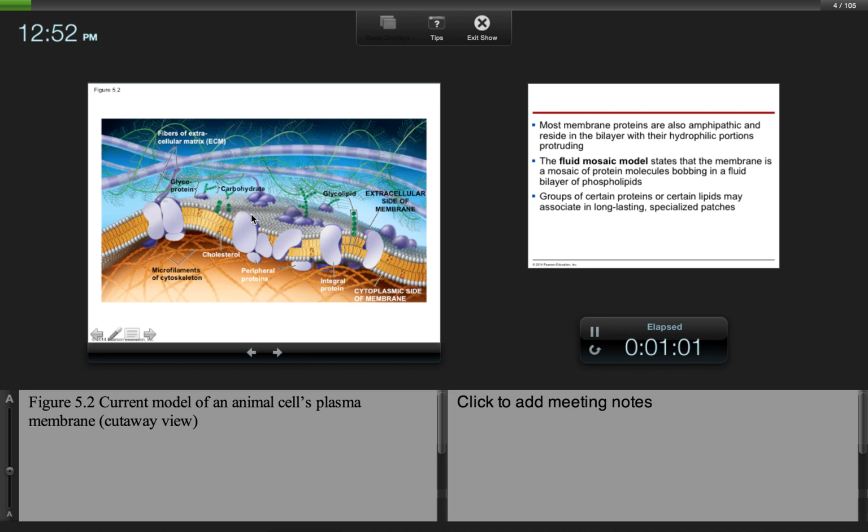recognition. Notice here you have cholesterol, which is embedded within the cell membrane and helps to maintain the fluidity of the cell membrane. You have peripheral proteins, which are just on one side of the cell membrane. You have integral proteins, which go all the way through. And I think that's it for that slide.